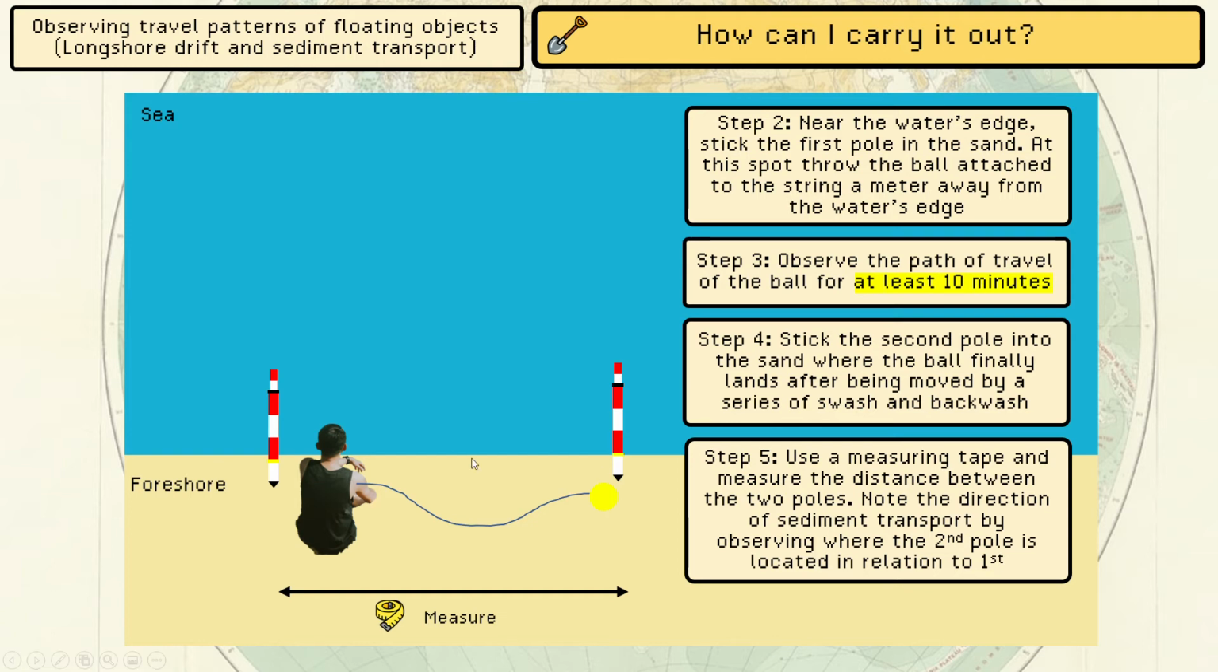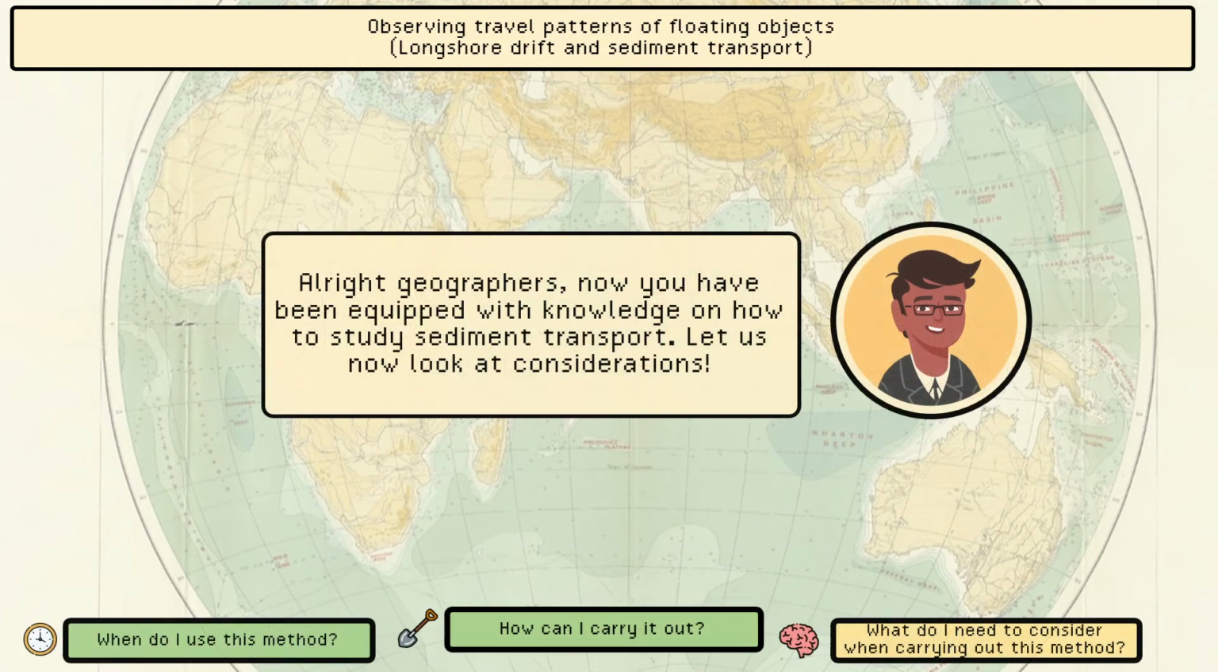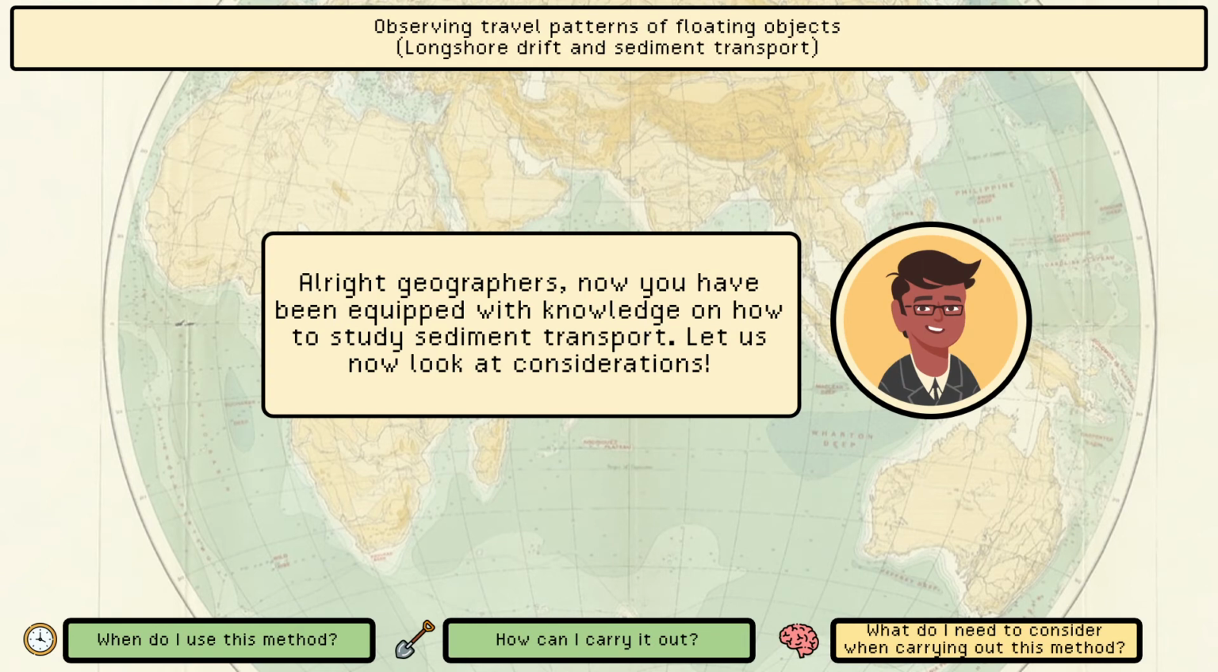Okay, so by doing this, you can actually observe the direction of sediment transport, and how far the sediments actually travel. So 2 things you can actually ascertain through this method: which direction, how far. So the second pole and first pole, the distance actually tells you this information. So simple as that. By doing that, you can actually identify the direction of sediment transport, as well as the influence of longshore drift on sediment transport.